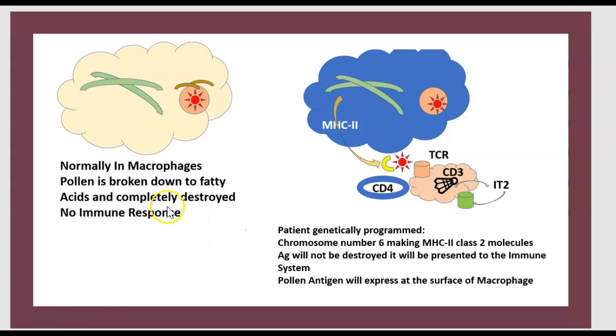Normally, in macrophage, pollen is broken down to fatty acid and completely destroyed. No immune response. For patients genetically programmed, chromosome number 6, making MHC2 class 2 molecule, present antigen will be not destroyed. It will be presented to the immune system. Pollen antigen will express at the surface of the macrophage.